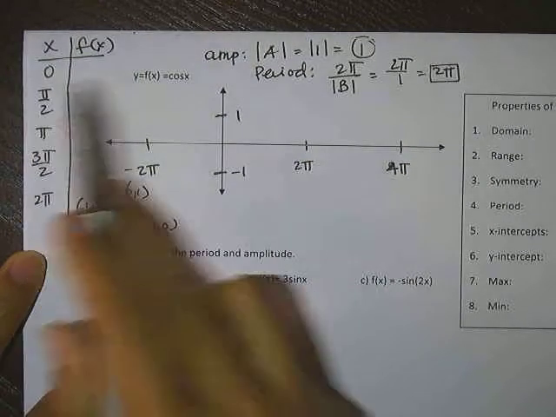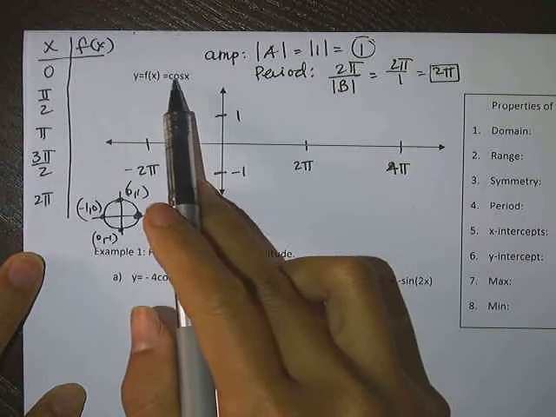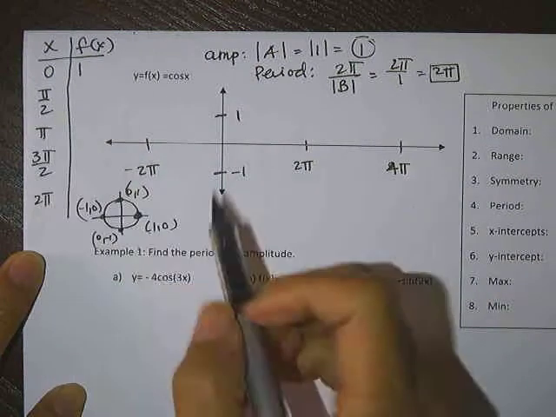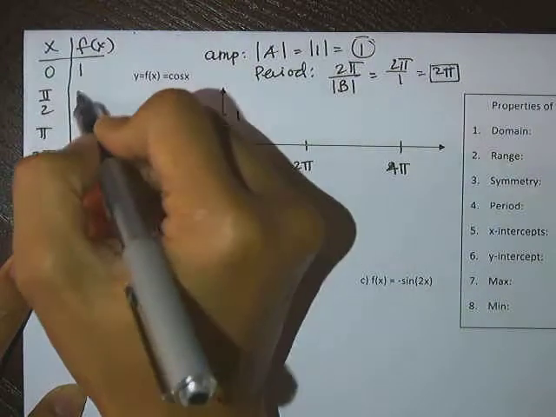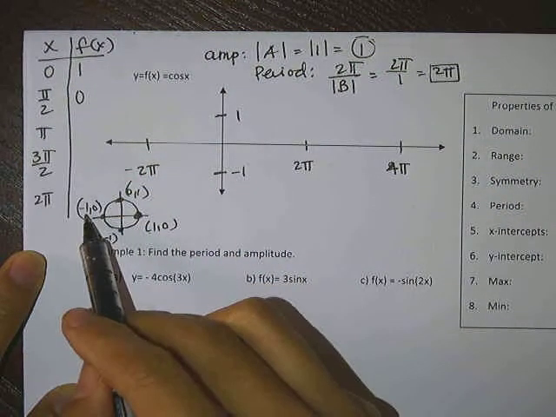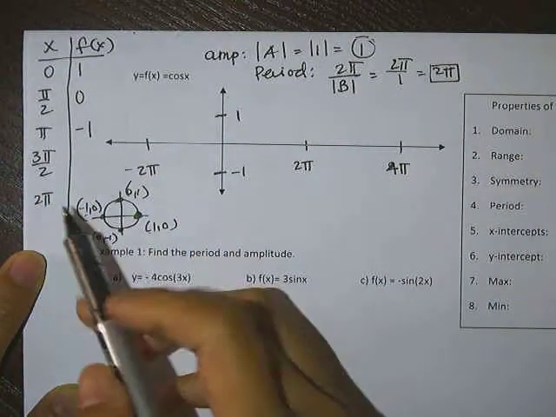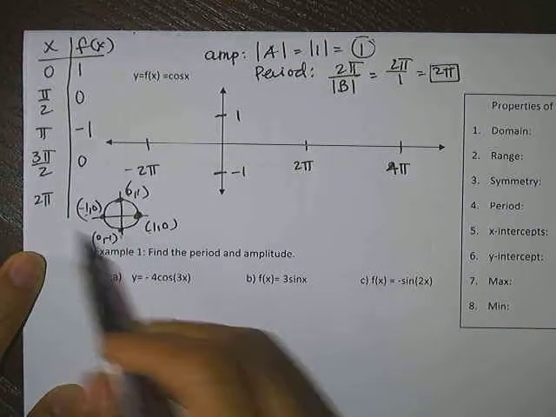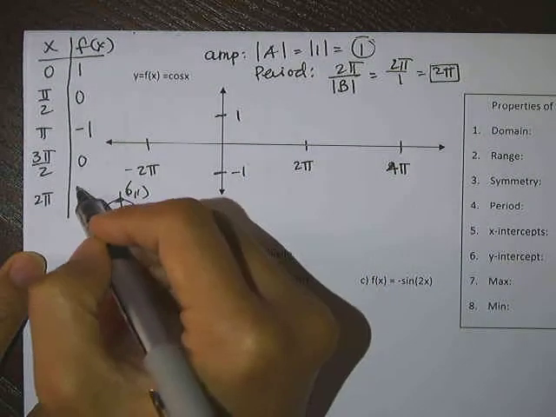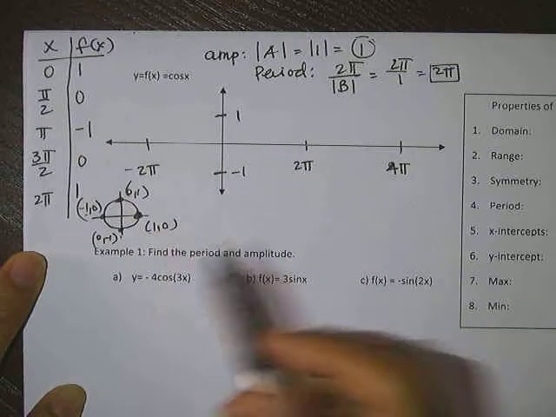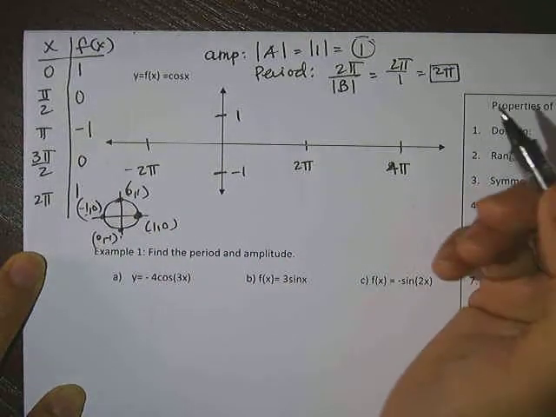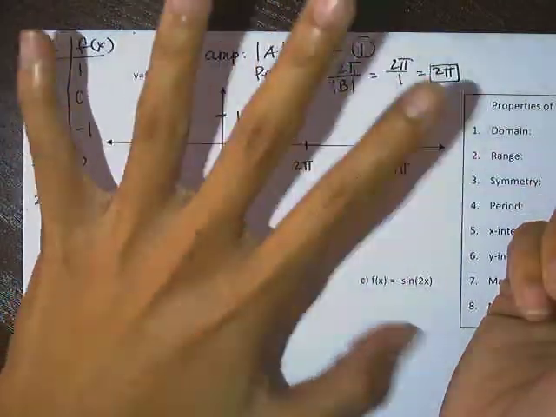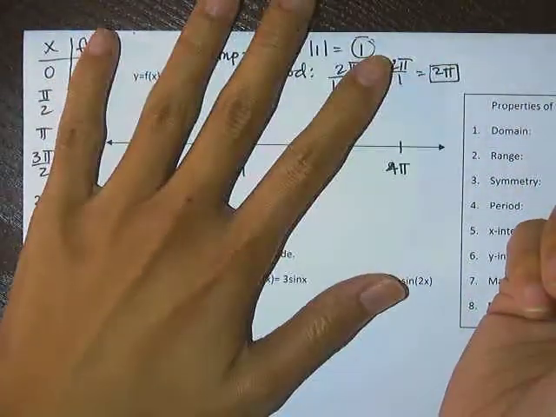So when x is 0, I'm going to put that into the input. Cosine of 0 is going to be 1. When x is pi over 2, cosine of pi over 2 is 0. When x is pi, cosine of pi is negative 1. When x is 3 pi over 2, cosine of 3 pi over 2 is 0. When x is back at 2 pi, I'm going to have 1. So those are my input and my output based on the unit circle. So let's plot those 5 points. You're always going to need 5 points for each cycle.